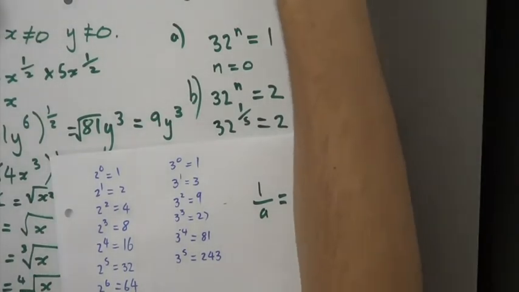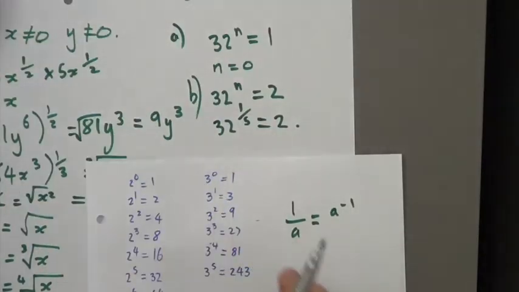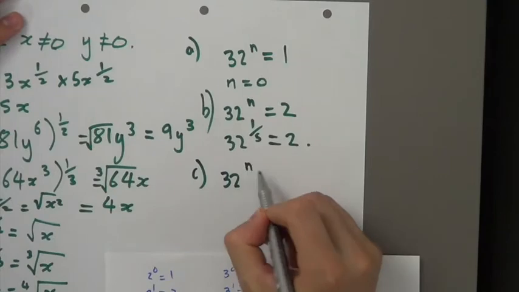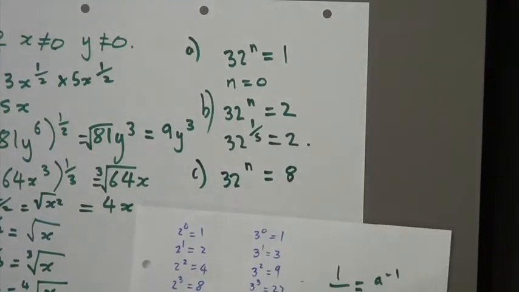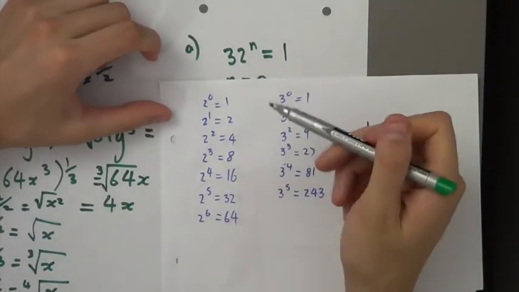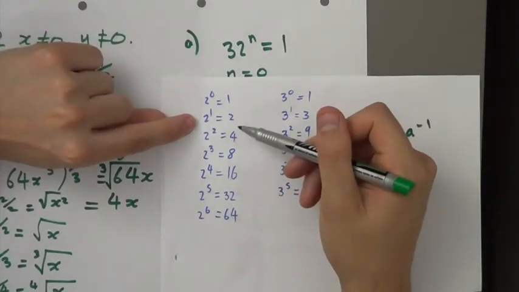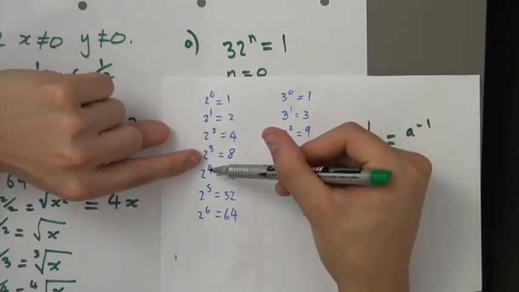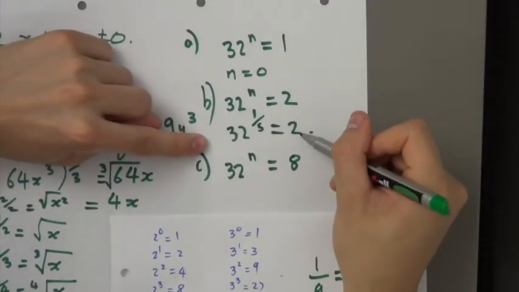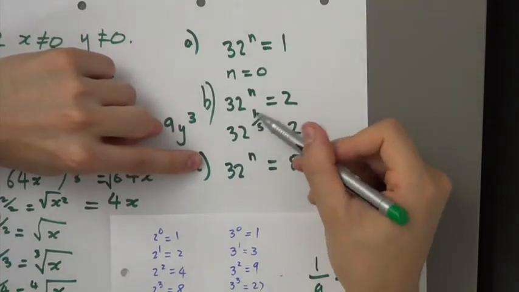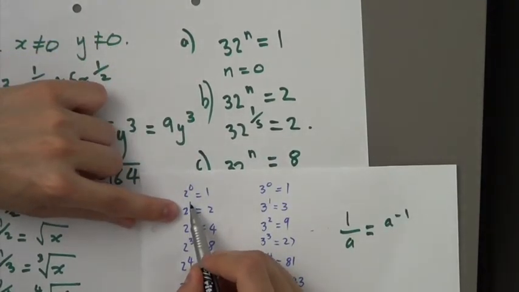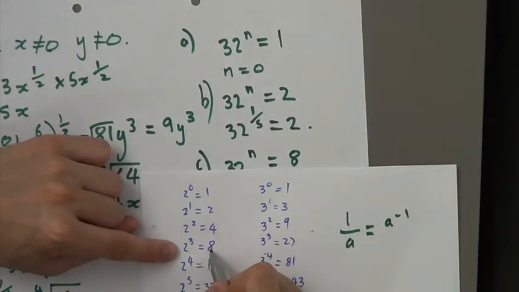Next question. This time, find n when 32 to the power of n is 8. Right, let's have a look at our list here. We know that 2 to the power of 1 is 2, but we know 2 to the power of 3 is 8. So to get from 2 here to 8 here, we need to multiply the indices by 3, like we've done here. So 2 to the power of 1, if we multiply that indice by 3, we'd get 2 to the power of 3, which would be 8.